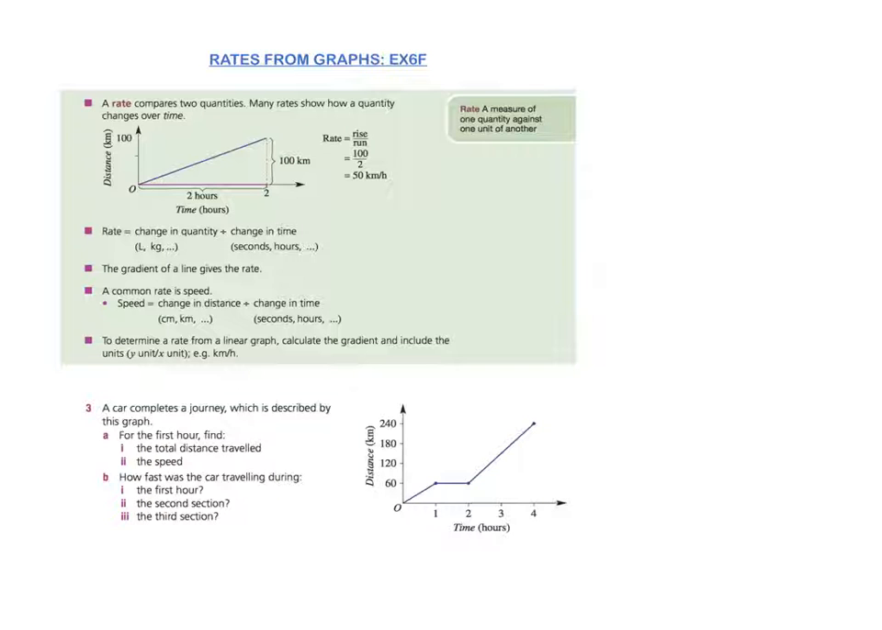Okay, so with chapter 6F, we're going to look at rates from graphs. Rates from the graph just means what we're looking at really is the gradient, because we knew that another way to say gradient is rate. This is probably what you've been doing a little bit in science when you said the other day you had straight lines.